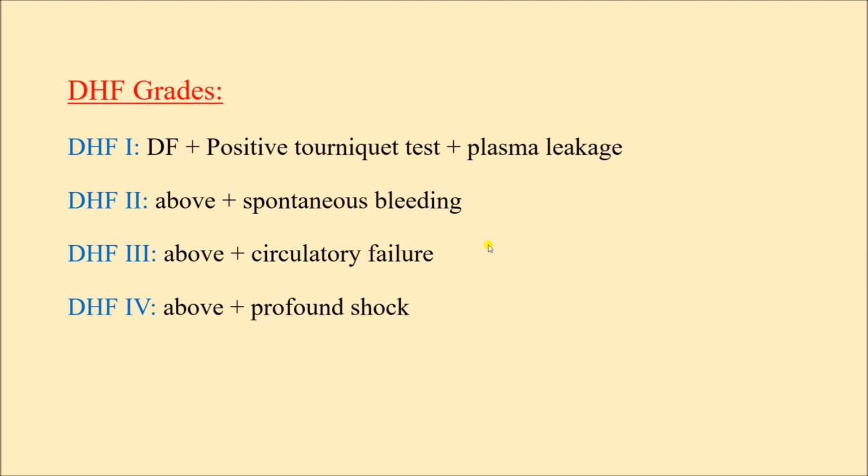Next, we are going to talk about the management in dengue hemorrhagic fever grades 1, 2, 3 and 4. We discussed this grading in detail in our first video, if I remember. But just to summarize, in dengue hemorrhagic fever grade 1, we have dengue fever along with a positive tourniquet test and plasma leakage. In DHF 2, we have all this in DHF 1 plus spontaneous bleeding. In DHF grade 3, we have all the features of DHF 1 and 2, along with circulatory failure. And there is profound shock along with the other features in DHF 4. So these are the grades.